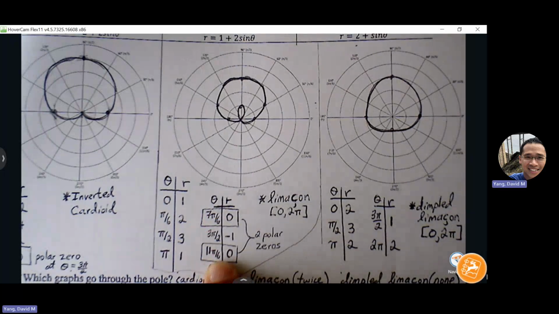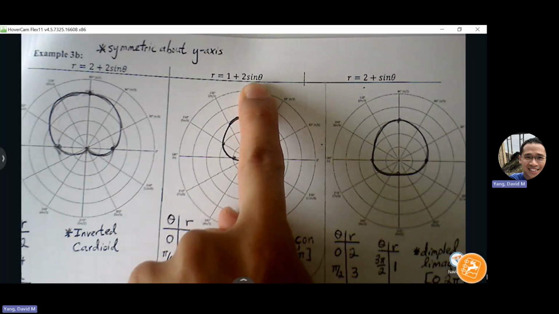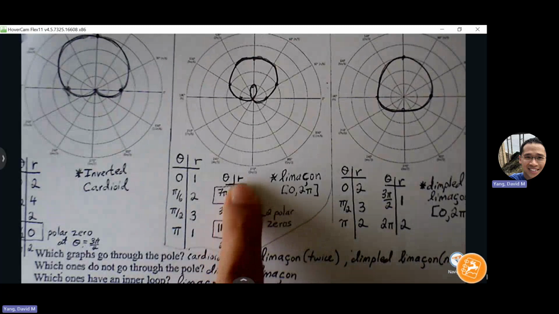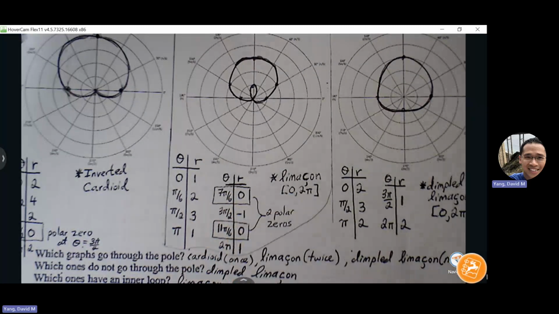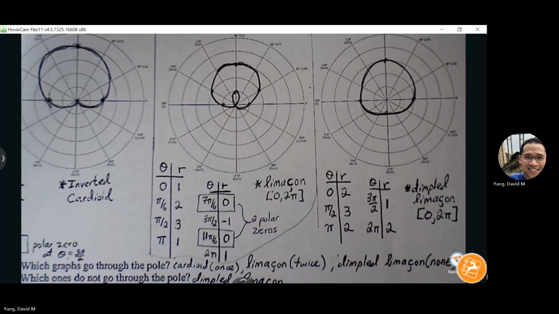So both 7 pi over 6 and 11 pi over 6 will produce a sine theta of -1/2, and -1/2 times 2 is -1, so that's going to end up giving the 0. These are going to be where the loop is going to close off right at the pole. And again, if we can sketch half the graph with ordered pairs, then we can trace the other half just by using symmetry. So you can also use that to your advantage as well.